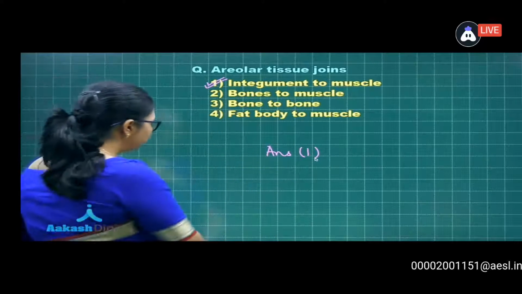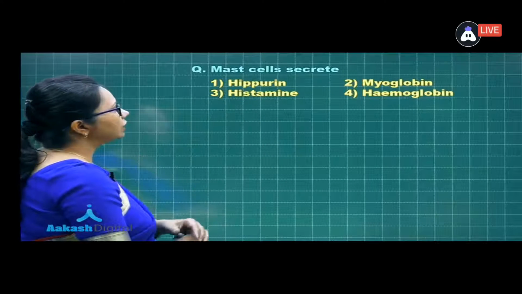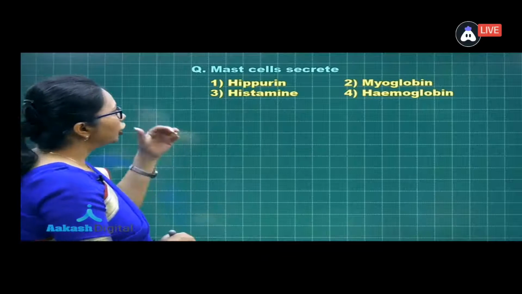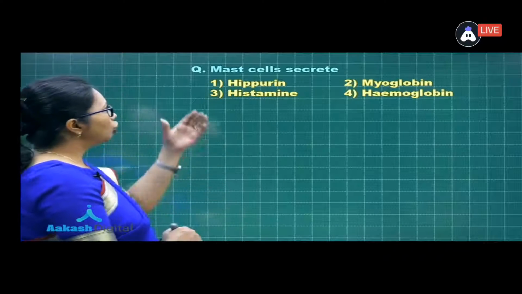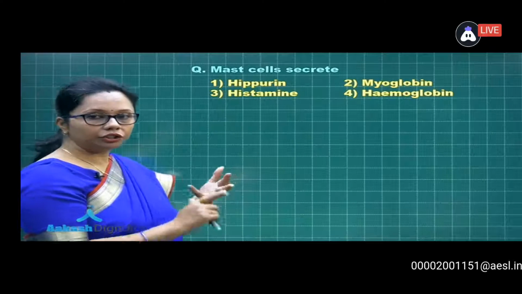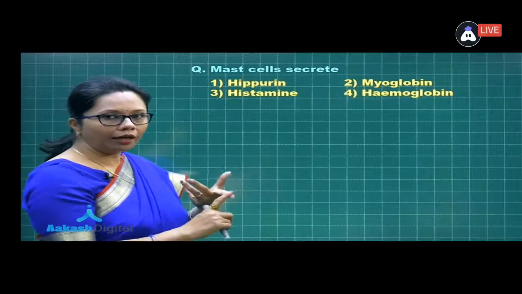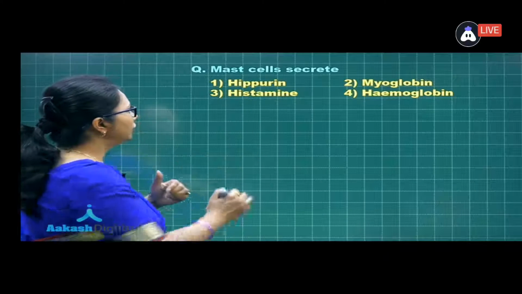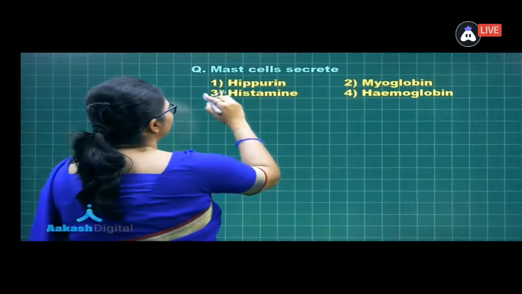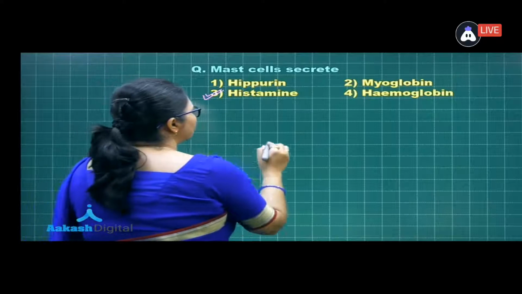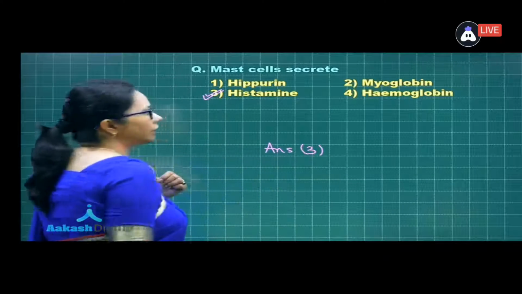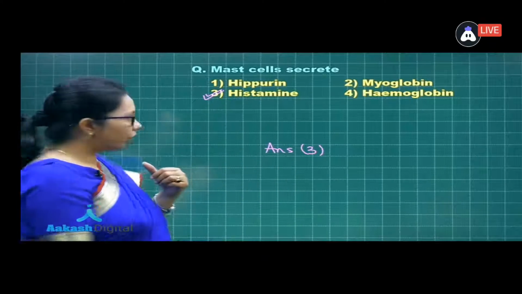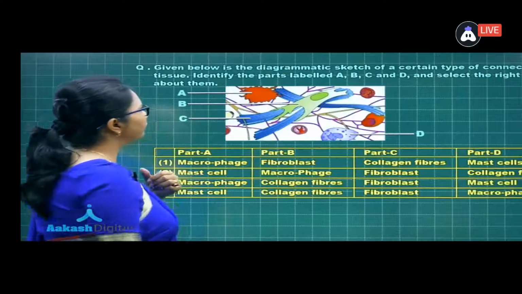Now another one, mast cells secrete hippurine, myoglobin, histamine, hemoglobin. So mast cells secrete histamine, serotonin and heparin. So out of that, histamine is given here, which is a vasodilator, and that makes option 3 our correct answer. Now let's take one more question.